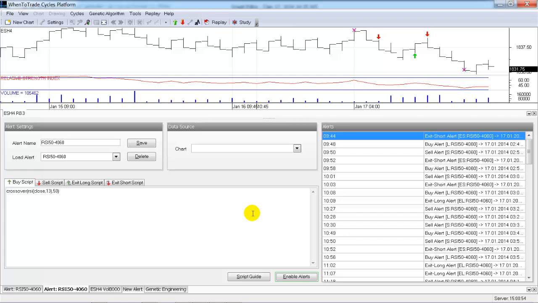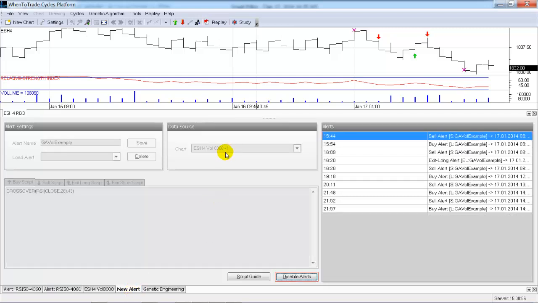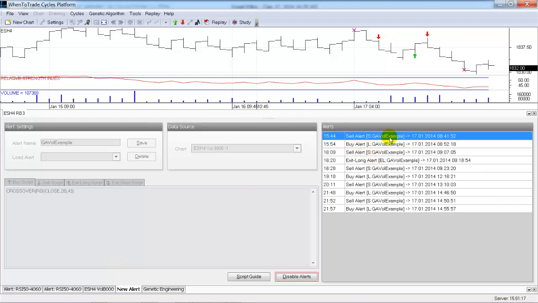Let me just review which is the right one. No, I think this one here on the volume chart. Yes, exactly here. So I called it genetic algorithm volume example. And I put in the exact numbers here. You find RSI close 28.43. So I activated this alert this morning just after I tweaked out the numbers. And the alert script just enables that all the signals will now be shown up here in the script log.